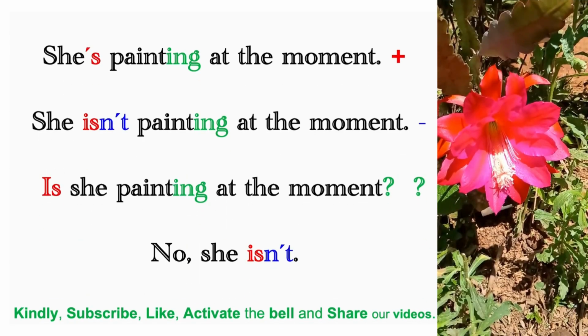She's painting at the moment. She isn't painting at the moment. Is she painting at the moment? No, she isn't. Let's go and repeat these examples. She's painting at the moment. She isn't painting at the moment. Is she painting at the moment? No, she isn't.